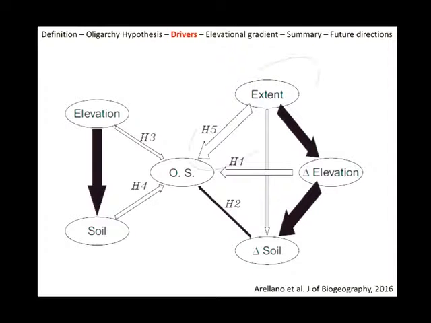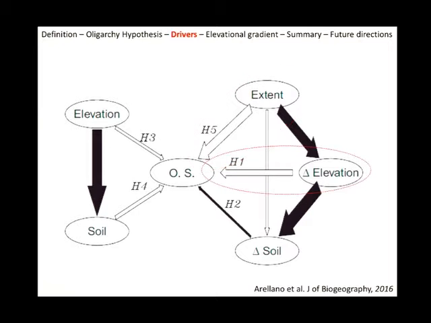The most important result here is that extent per se, once the effect of the environmental heterogeneity has been set apart, is the most important driver of oligarchic strength. So if we have two subregions with the same environmental conditions and the same environmental heterogeneity, the subregion with the plots distributed in a larger area showed a weaker oligarchic pattern.